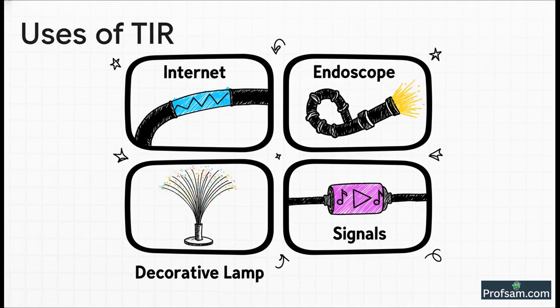And it's not just about the internet. This light trap idea is used everywhere. In medicine, doctors use endoscopes with these fibers to see inside a patient's body without doing a big surgery. We see it in those beautiful decorative lamps with glowing fibers. It's truly a fundamental technology for all of our modern communication.